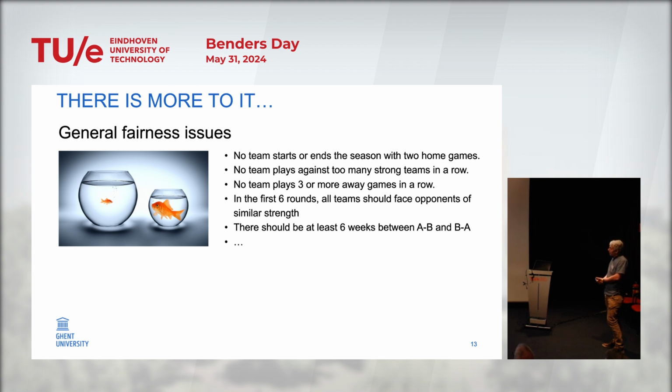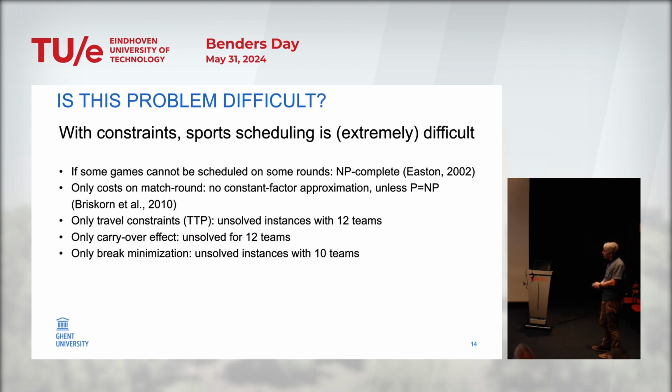You should also not play 3 or more away games in a row, especially at the start of the season. In the first 6 rounds, there should be a balance in the opponents that you see. There should be at least 6 weeks between a game, A against B and then B against A, just to allow the hooligans to cool down. That kind of constraints. So, if you take into account all these constraints, it's a totally different matter. Then it is a difficult problem, extremely difficult, I might add.